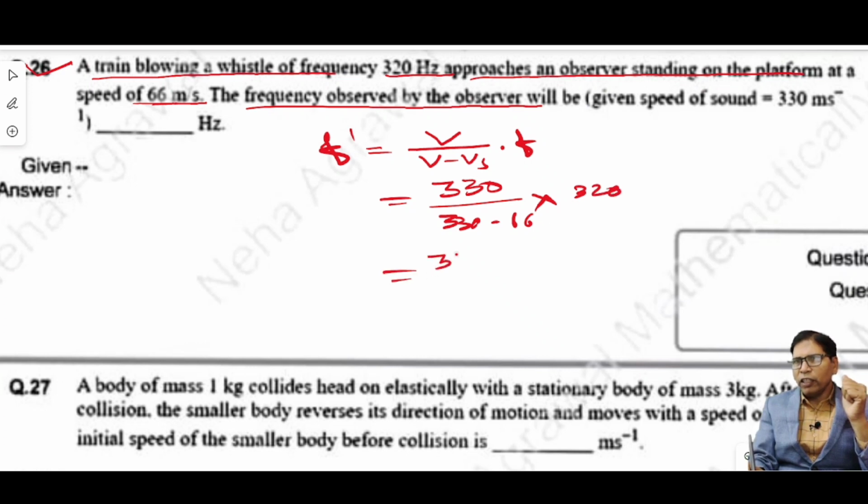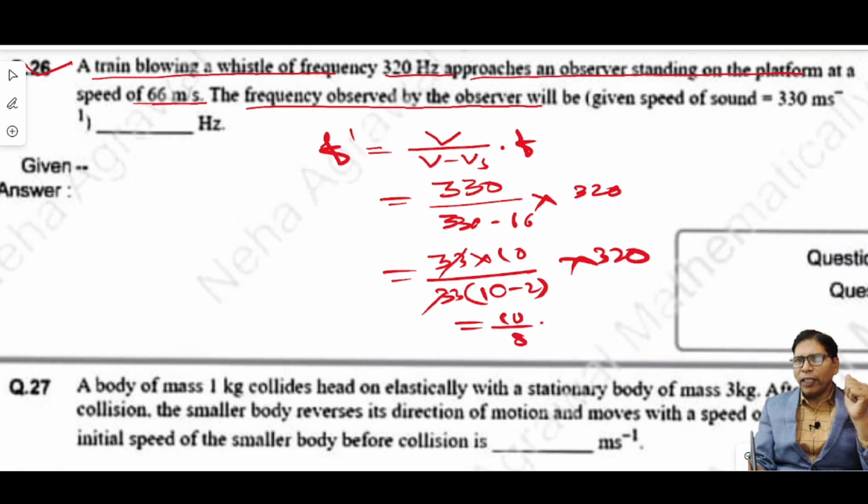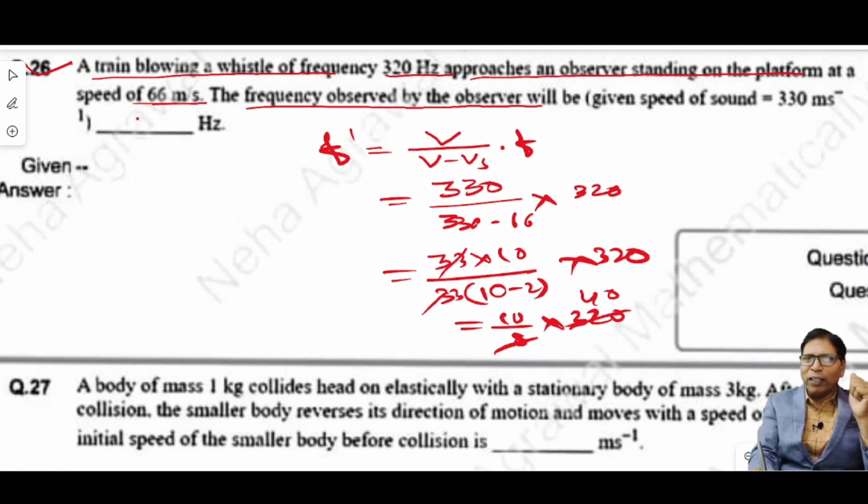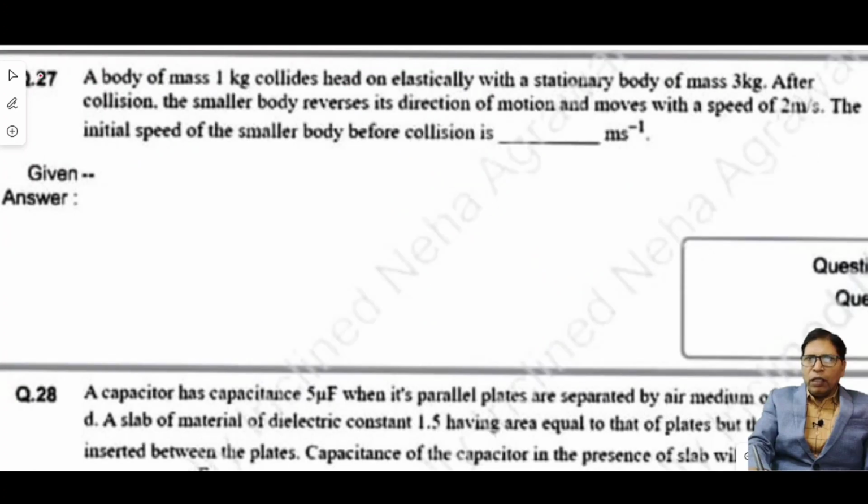Now 33 is common: 33 into 10, and 33 into 10 minus 2, into 320. Now this and this cancel out. So this is 10 by 8 into 320. So this is 40. So the apparent frequency is 400 hertz. Okay. Now question number 27.